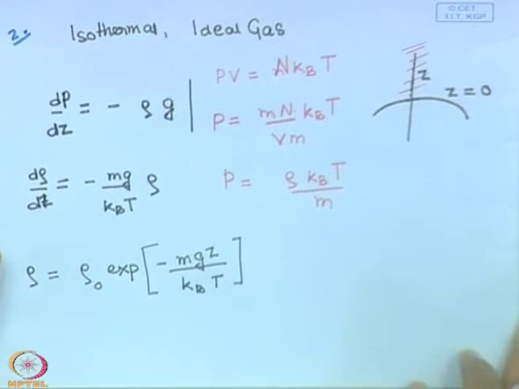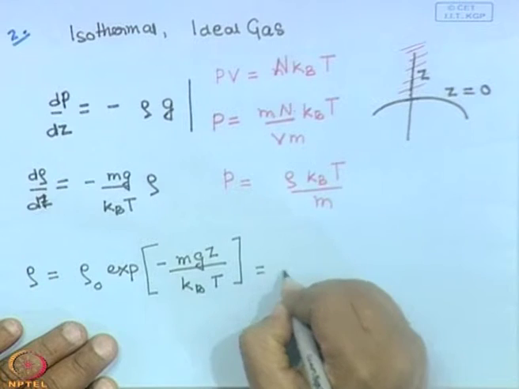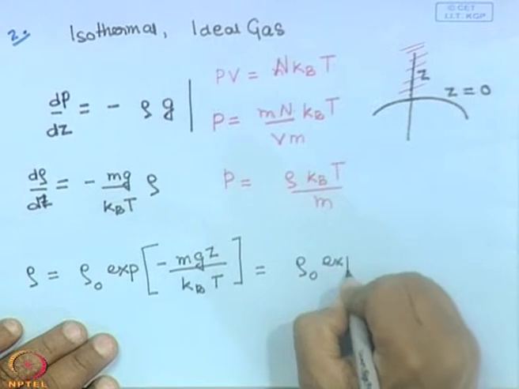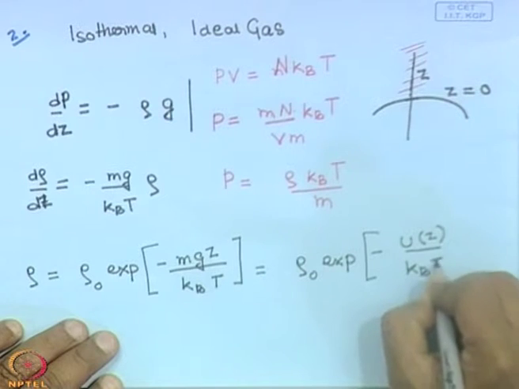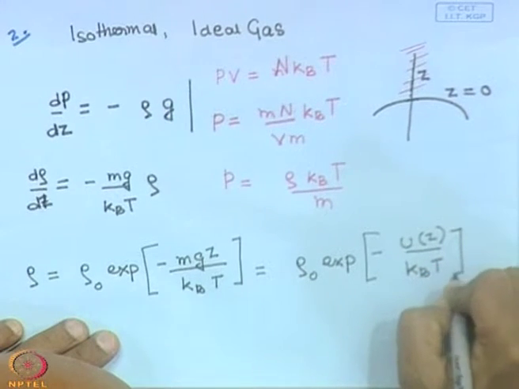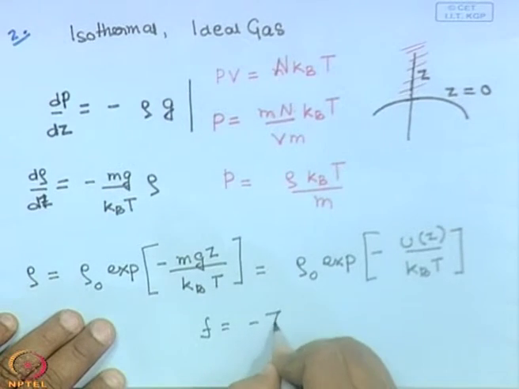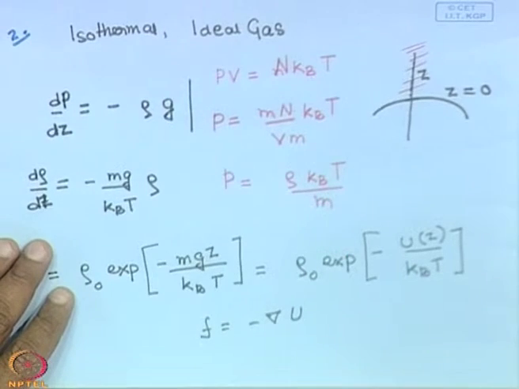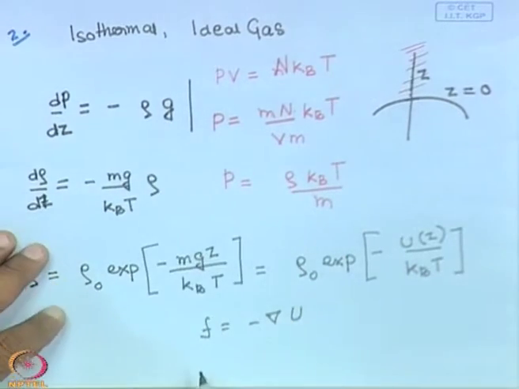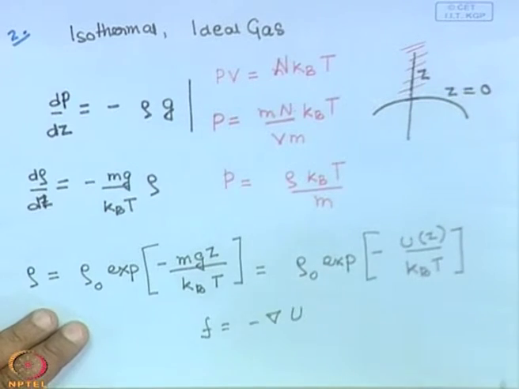And you can check it for yourself in general that if the body force is the gradient of a potential, minus the gradient of a potential acceleration, then we can write this as rho naught exponential of minus the potential over kB T, where f is the force. Okay, so if the acceleration f, which we have here assumed to be constant, is the gradient of some potential, then it can in general be written like this. Okay, this I have not shown, but you can check it for yourself.